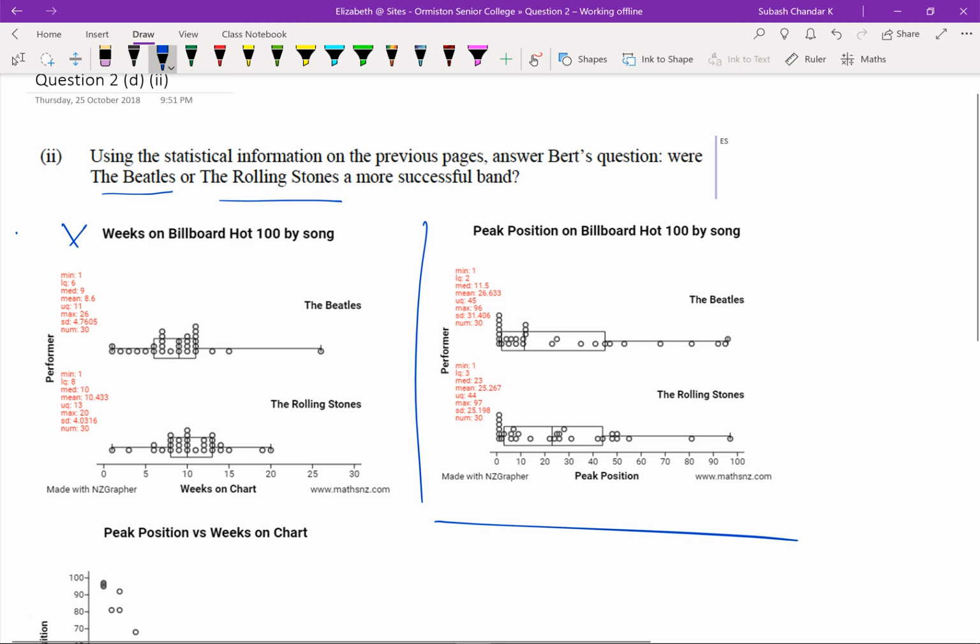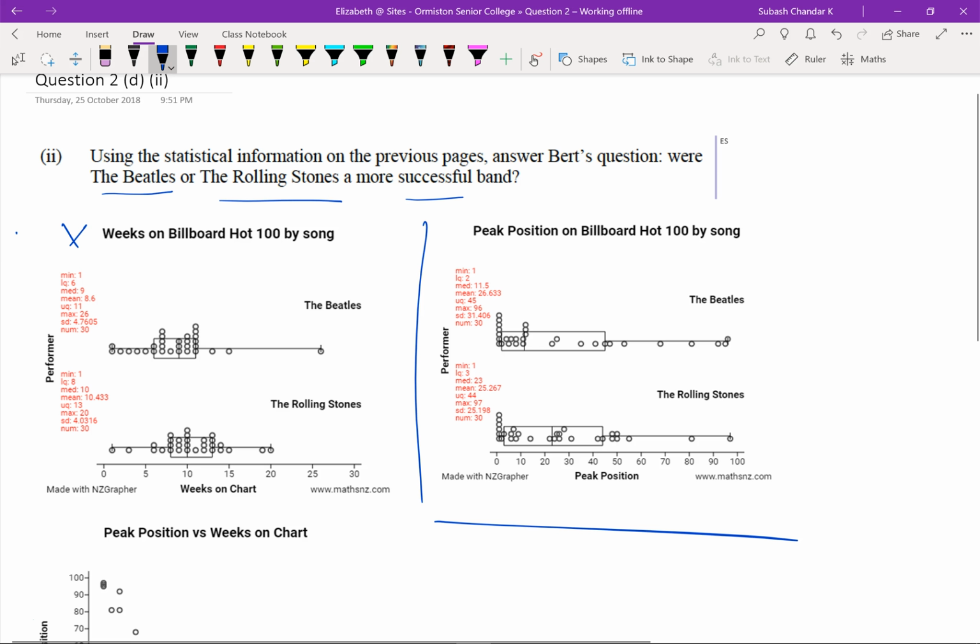So we need to think about what successful means. What do we mean by that? I've got data about the time on the Billboard, and I've got data about the position on the Billboard. I need to put all of this information together to think about what successful means.